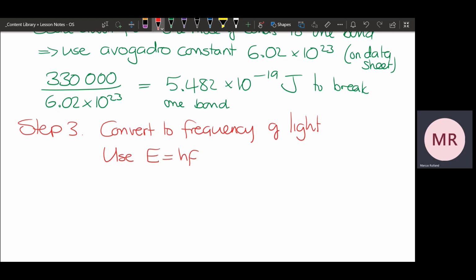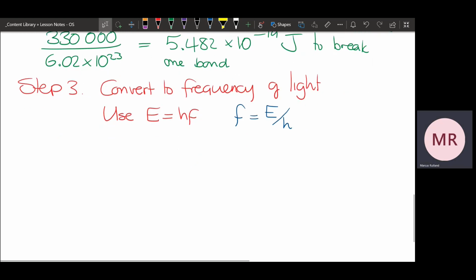If you want to work out frequency, how would that rearrange? Pause and have a little think there. What would that equation be if you rearranged it to be in terms of frequency? Frequency equals, and hopefully you're saying we'll divide both sides by Planck's constant. So frequency is the energy divided by Planck's constant.